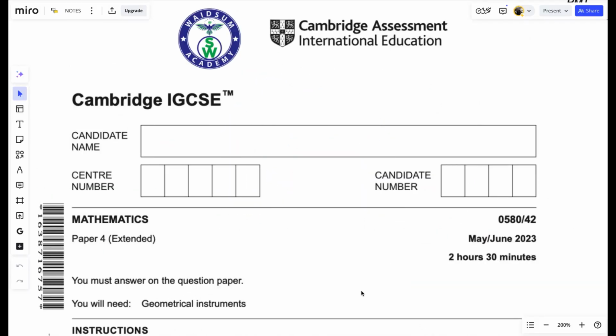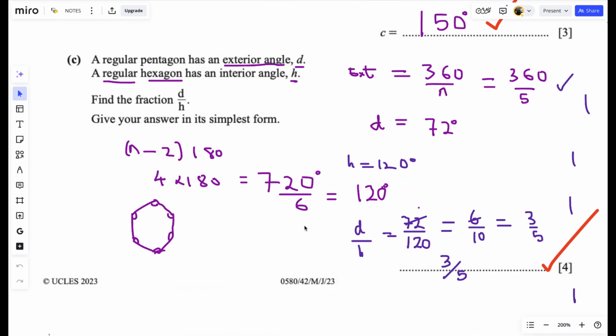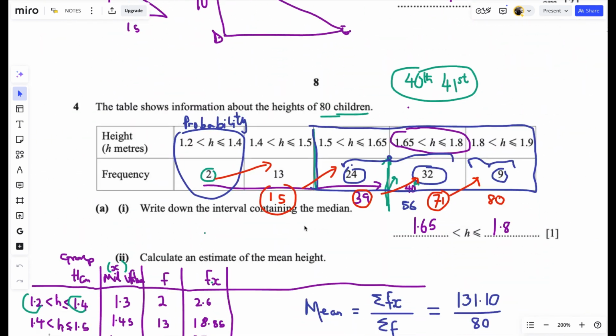Today we're looking at Mathematics IGCSE May/June 2023 Paper 4-2, Part 3. In Part 1 we looked at questions 1 to 3, in Part 2 we looked at questions 4 to 7, and in Part 3 we'll be looking at question 8 to the end. So without much ado, let's begin Part 3.